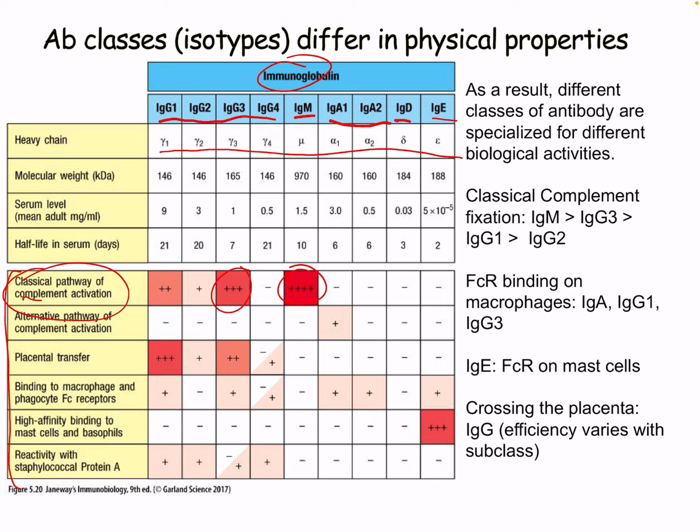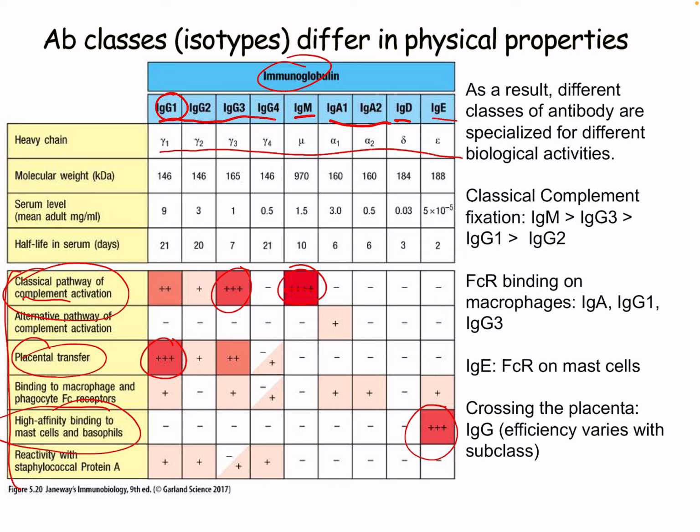So just to point out, IgM is one of the most potent immunoglobulins in complement activation. One thing that's unique is placental transfer. We have placental transfer of IgG. This is responsible for the fetus's immunity for quite some time. And here we can see high affinity binding to mast cells and basophils. We can see IgE, which is involved in parasites. Yeah, just keep this in mind. It's a good graph to go back to.